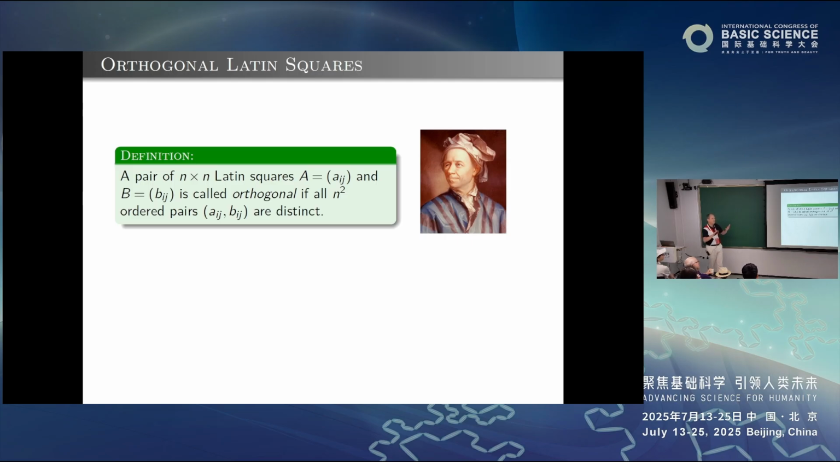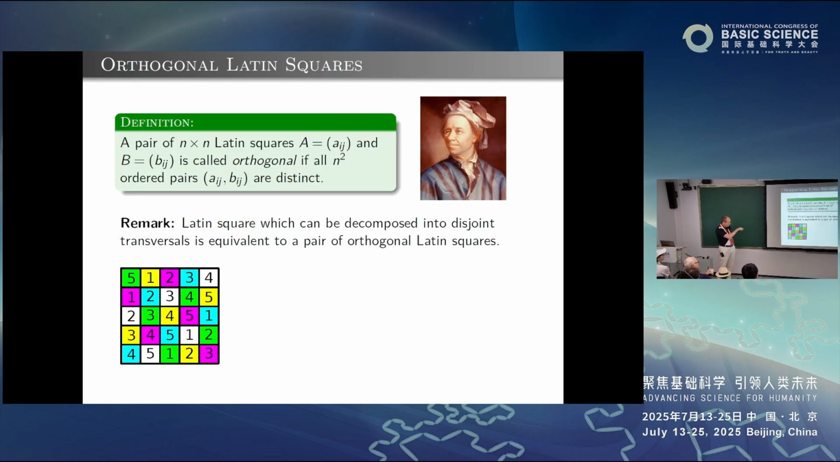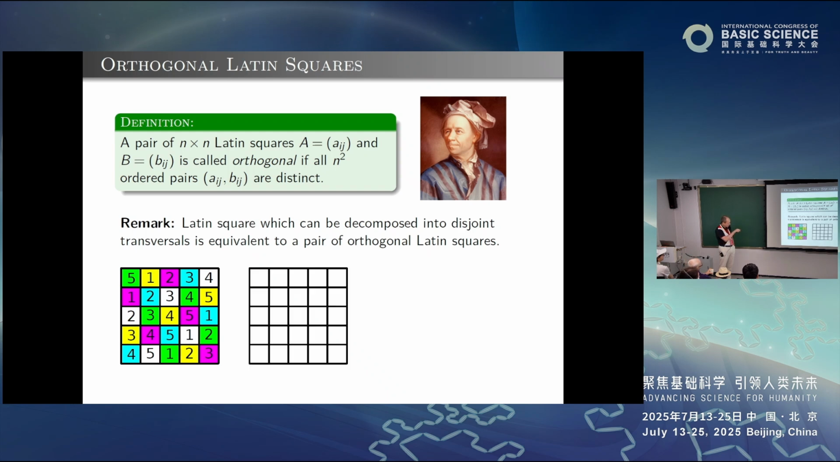So imagine you have 2 Latin squares. They are orthogonal if, when you superimpose them, so that every square now has 2 numbers, these pairs of numbers exhaust all n squared pairs, right? You can easily see that if you have a Latin square which is decomposable into transversals, it's exactly equivalent to the existence of orthogonal Latin squares, because given this Latin square, I can construct another one.